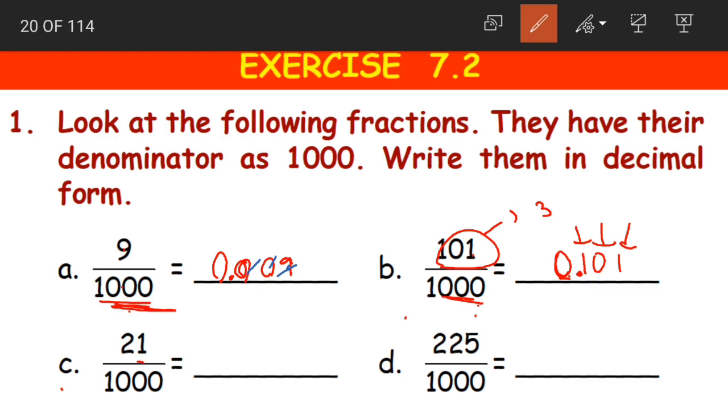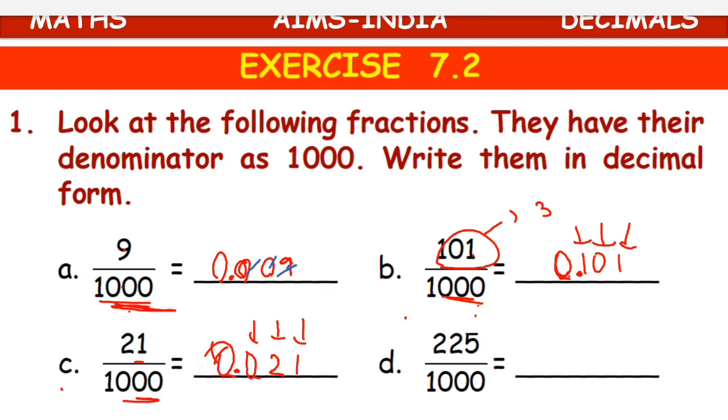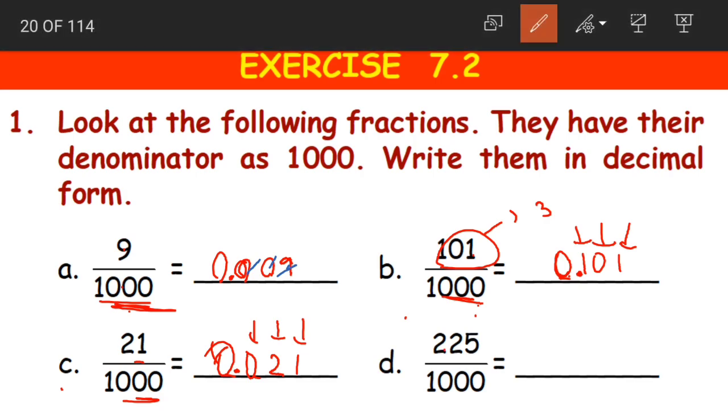Next question, see. 21 by 1000. Now here the numerator has 2 digits. So for the remaining 2 digits, we'll place zeros. 0021 is our number now. And coming to the decimal point, here we are having 3 zeros. So after 3 digits from the right, I'll place my decimal point. 0.021 is our answer. And for the last one, 225 by 1000, what will it be, children?